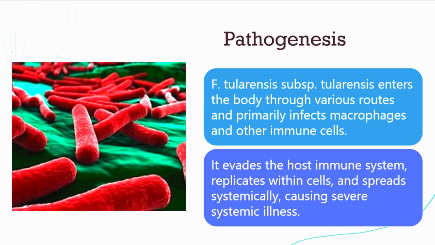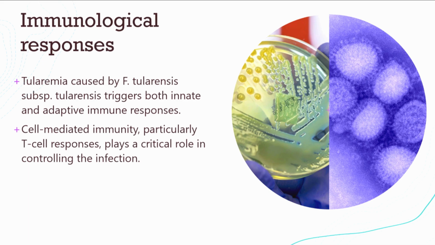F. Tularensis subsp. Tularensis pathogenesis is complicated and multifaceted. It can enter the body through ingestion, inhalation, skin abrasion, or through arthropod vectors and generally infects macrophages and other immune cells. It can bypass the host immune system, replicate within cells, and spread systemically, usually causing a serious systemic illness.